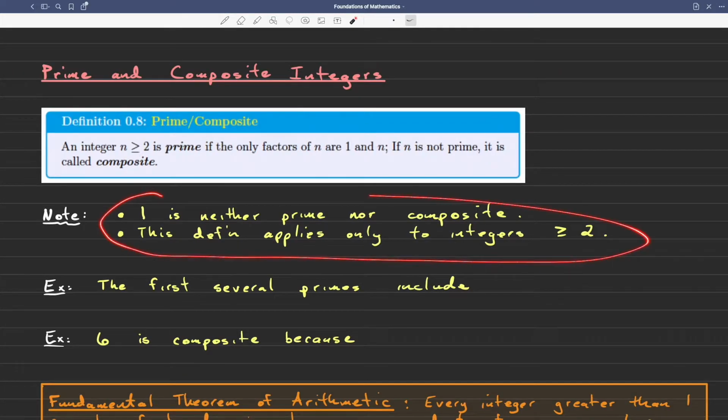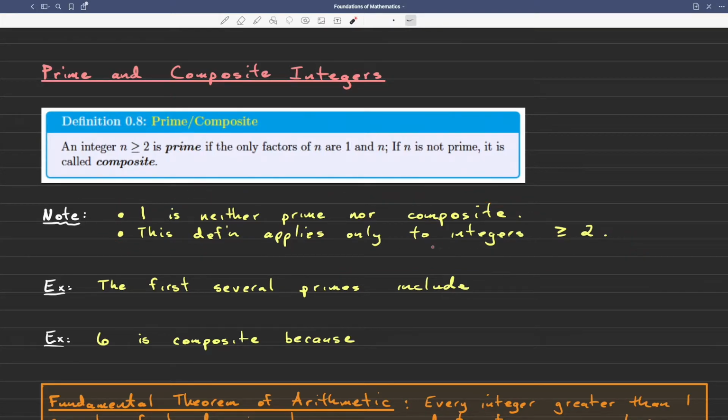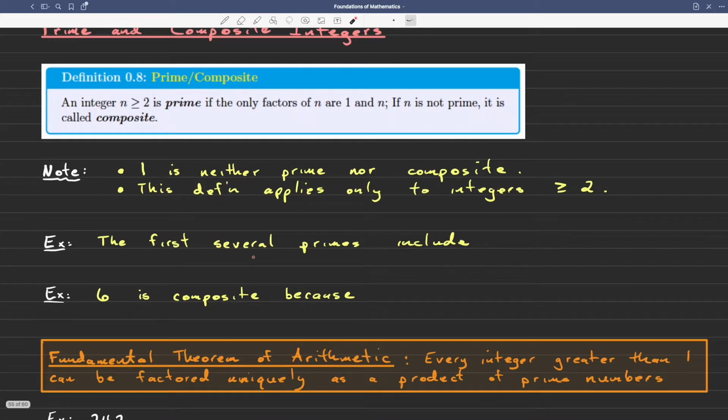One thing to point out here, a couple notes. 1 is neither prime nor composite. So 1 just isn't considered part of the definition. Okay, the definition only starts with n's greater than or equal to 2. And similarly, negative numbers or 0, you can't consider them as being prime or composite. They're just not part of the definition.